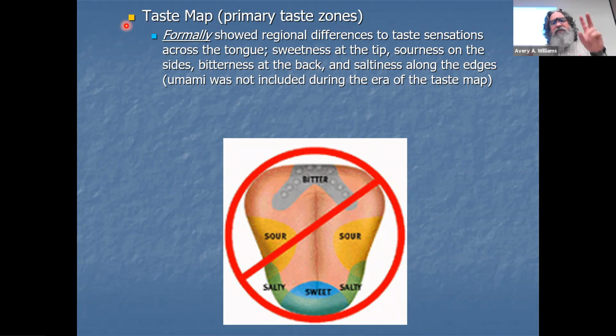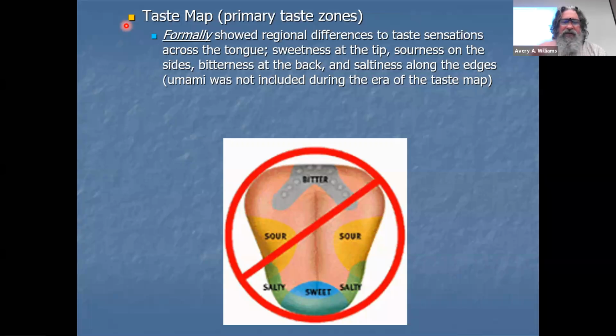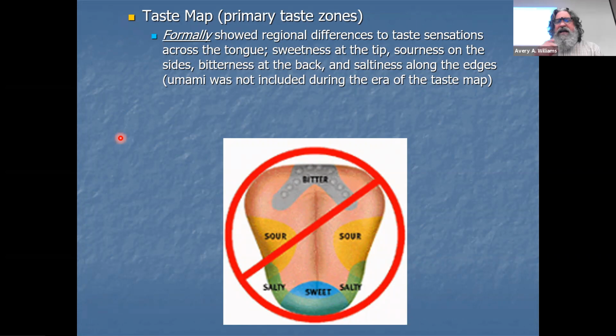So the taste map, or the primary taste zones, formally, not anymore, but formally showed regional differences in taste sensations across the tongue. We had sweetness in the tip, sourness along the sides, and bitterness in the back of the tongue. Where, remember, these are the circumvallate papillae back there. That's what they're there for, bitter, right? They had saltiness along the edges. And during the era of this taste map, umami wasn't a thing, so it wasn't included in the map.